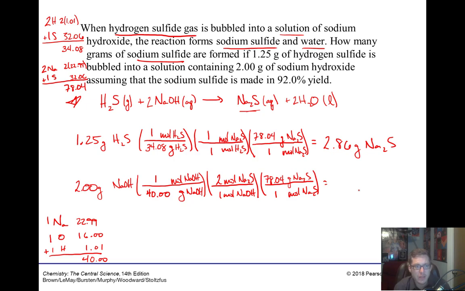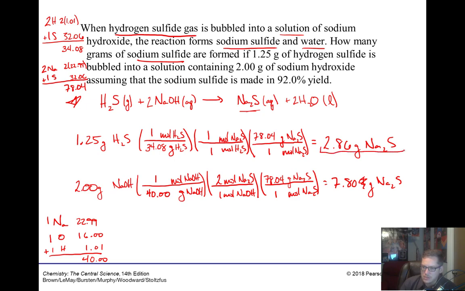We get 7.804 grams. These numbers are feeling off. Oh, never mind. I was looking at a different problem. All right, 7.804 grams of Na2S. That sig fig's not right, so it should be just 7.80 grams. But regardless, it doesn't really matter. Our sodium hydroxide is going to be the excess reactant.